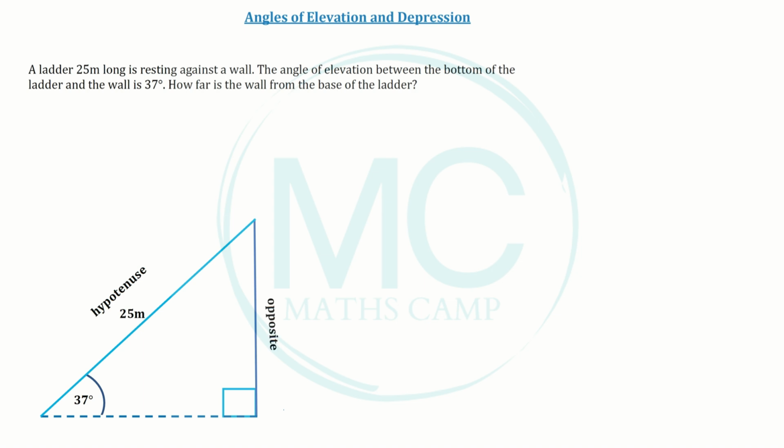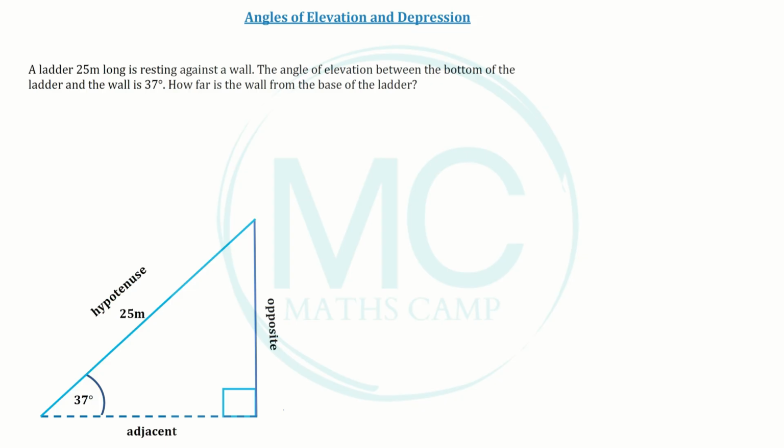So this is our opposite side, and this is our adjacent side. The question wants us to find the length of the base of the ladder from the wall. So we need to find the length of the adjacent side of the triangle. Let's make a note of our trigonometric ratios.